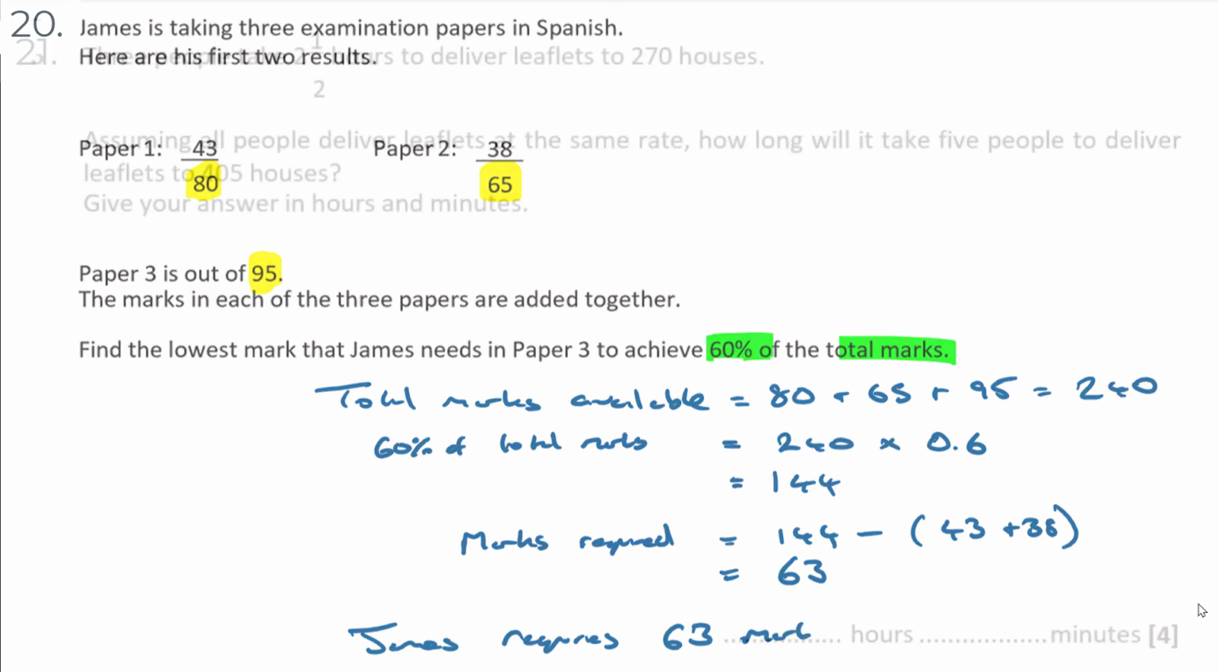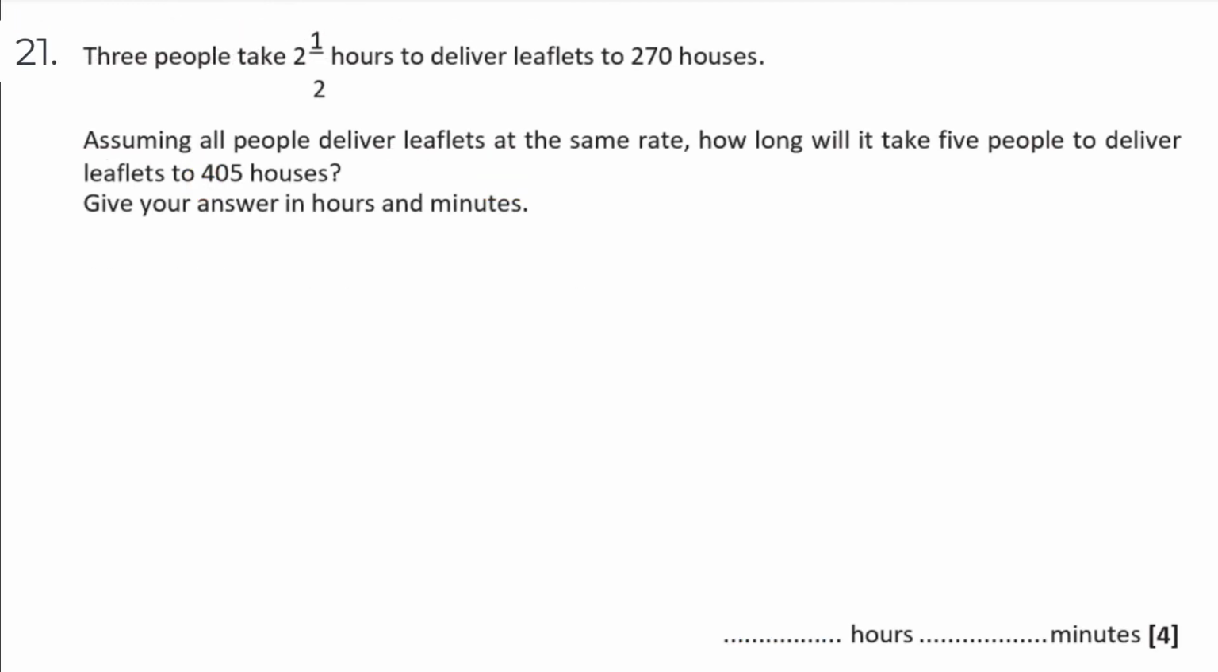63 marks. 3 people take 2.5 hours to deliver leaflets to 270 houses. Assuming all people deliver leaflets at the same rate, how long will it take 5 people to deliver leaflets to 405 houses? Give your answers in hours and minutes.